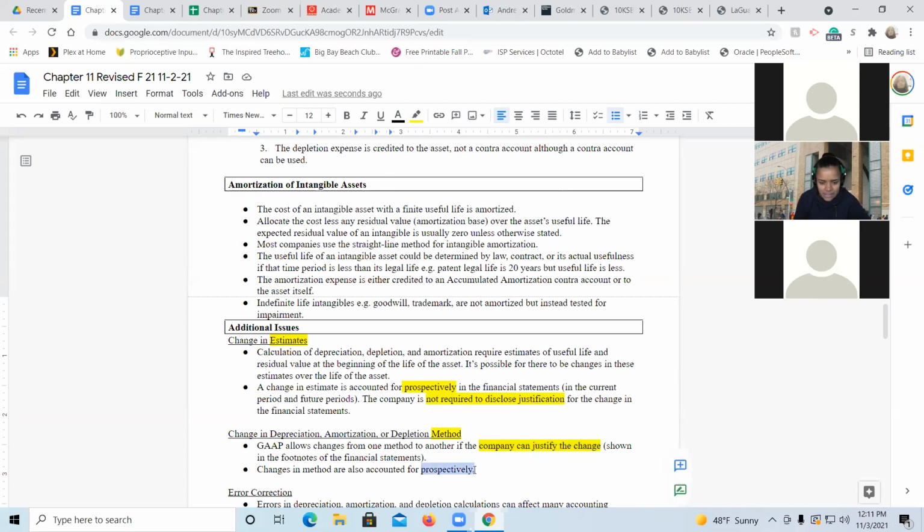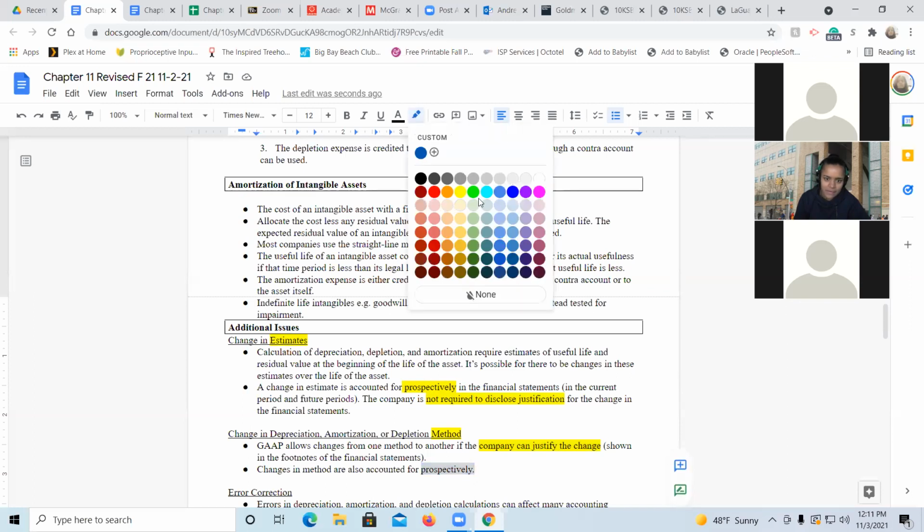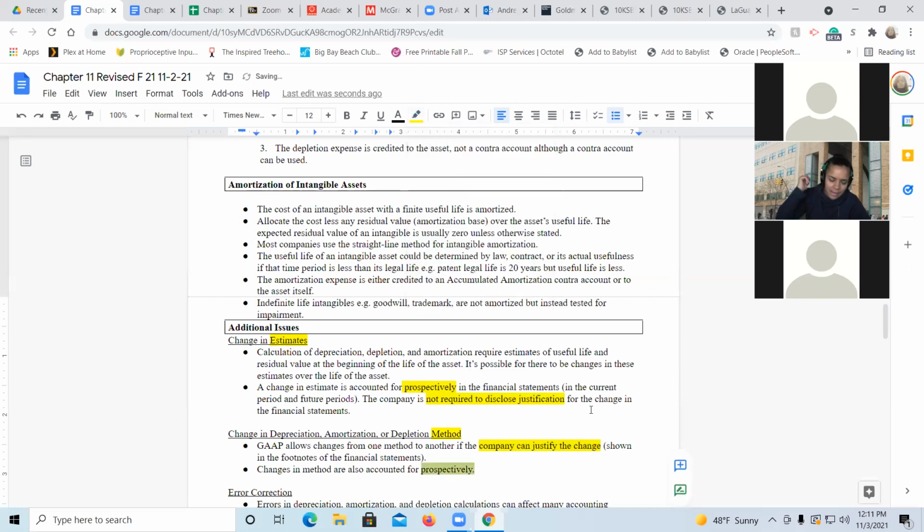And these changes, again, are prospective. Okay, so you don't have to go back 5 years and change all your financials for the fact that you're changing from straight line to, you know, sum of the year's digits. You don't have to go back and change everything to sum of the year's digits. You just change the current year and all the future years.